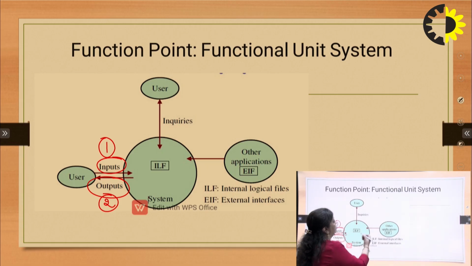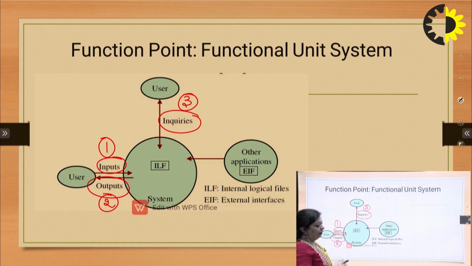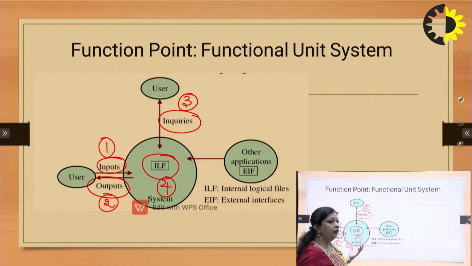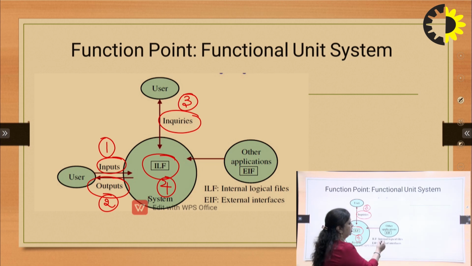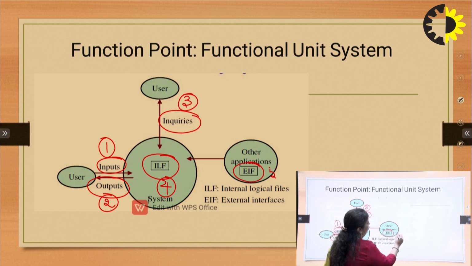Now inquiries, the user is requesting for some information access. So this is my third unit, that is inquiries. Then whenever an inquiry is made, there will be 2 things, that is the information will be accessed from within the system, that is the internal logical file. So this is my fourth unit, and it may happen that some of the information which is not within my system has to be accessed from outside, that is from some other application. So that is my external interface file, and this is my 5th functional unit.